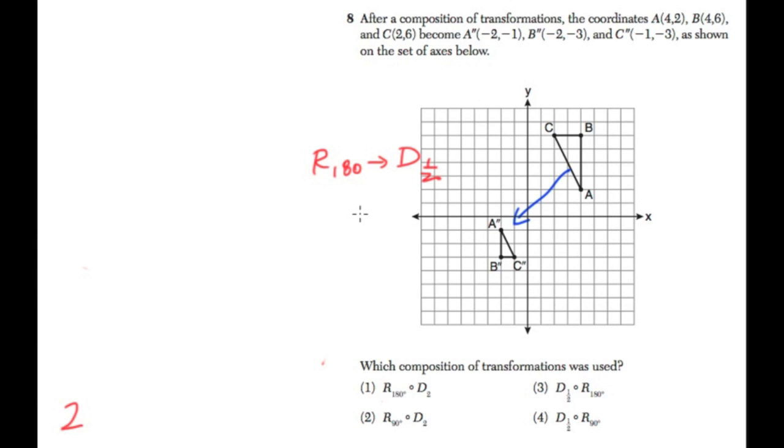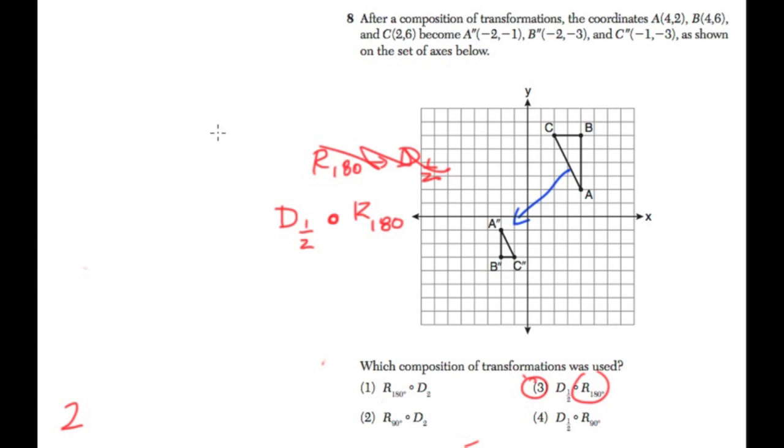So if we're going to write that in composition form, it's going to be D 1/2 circle R 180. So is that one of the answer choices? Yes, number 3, but let's just test it to be sure.